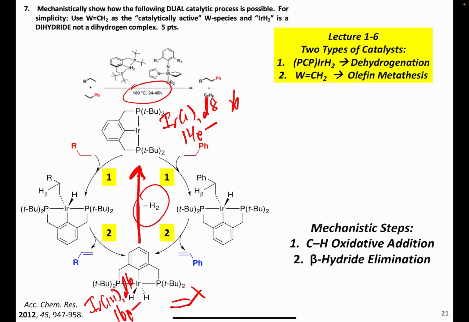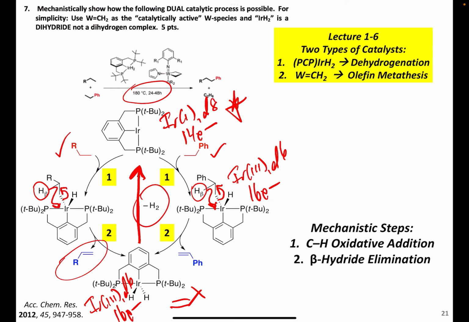When you get your iridium(I), d8, 14-electron fragment, it can undergo C-H oxidative addition in the first step, either to ethylbenzene, which is shown here, or any old alkane, which is shown here. What you get then is an iridium(III), d6, 16-electron compound. Both these 16-electron compounds have beta hydrogens, so they can undergo beta hydride elimination. When that occurs, you generate new olefins. Notice that this is the dehydrogenation step, and so you get your 2 new olefins.